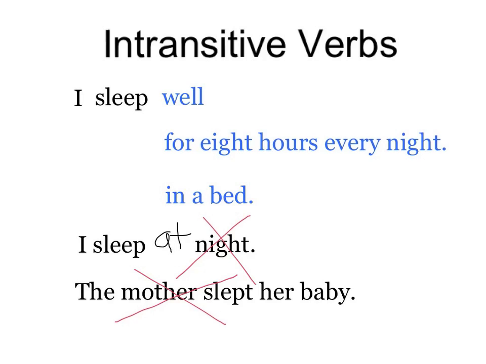Here it's the meaning. You would have to say the mother slept, period, or you could say the mother put her baby to sleep. But you'd need to change this for meaning, because you cannot have, as an intransitive verb, your verb and your object here.